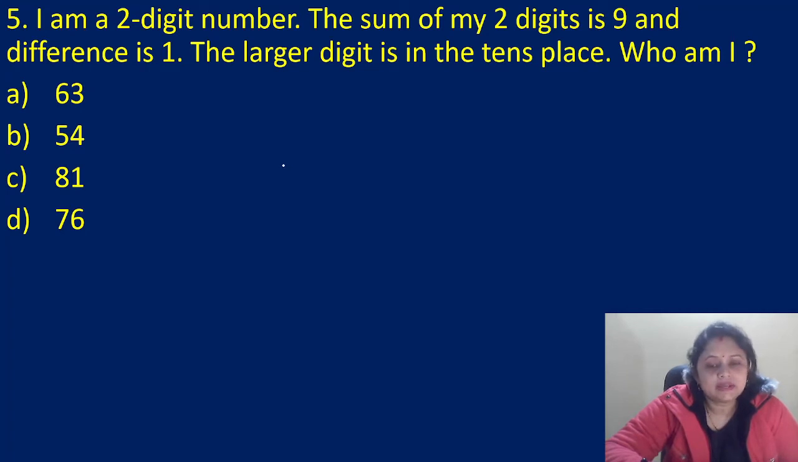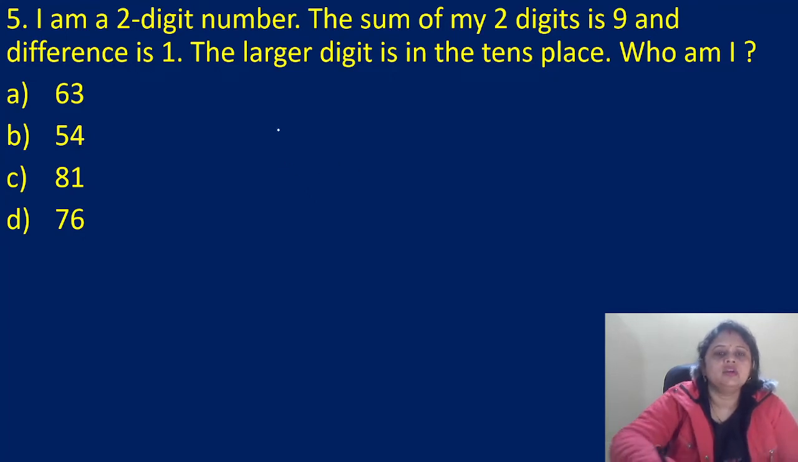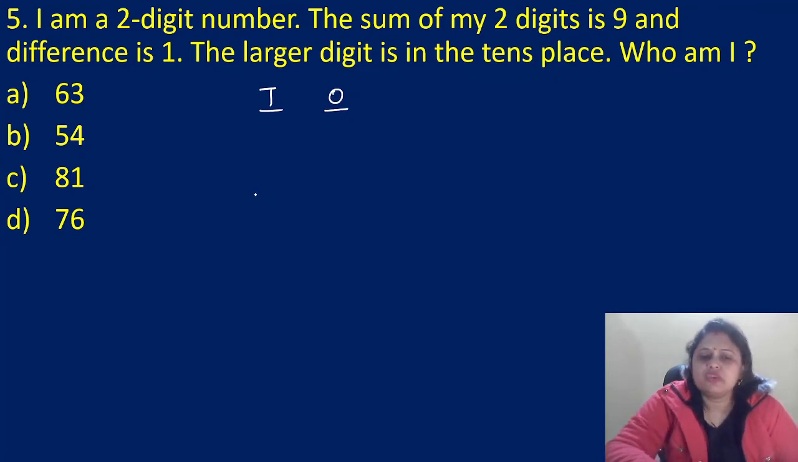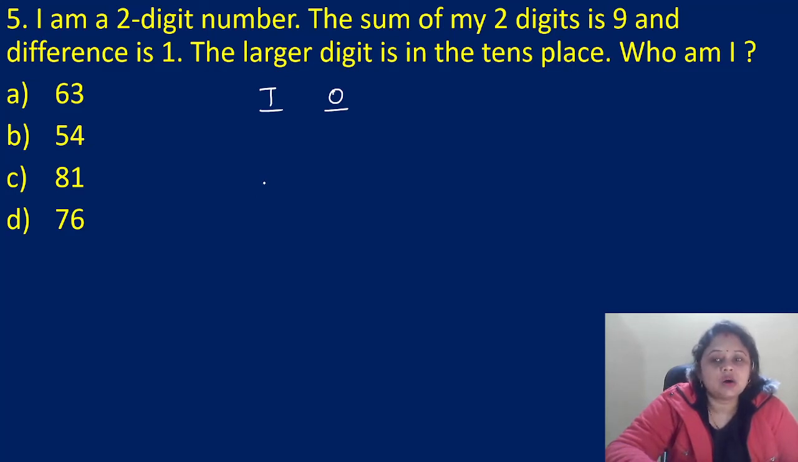I am a 2-digit number. The sum of my 2 digits is 9 and difference is 1. The larger digit is in the tens place. Who am I? So here a 2-digit number is present. Okay, 1 digit is present in tens place, 1 is present in ones place. We don't know what the numbers are, but we know that if we add the 2 digits, then the sum will be 9. So can we write a list of numbers? If we add them, then we will get 9. Yes, we can write what the numbers may be.